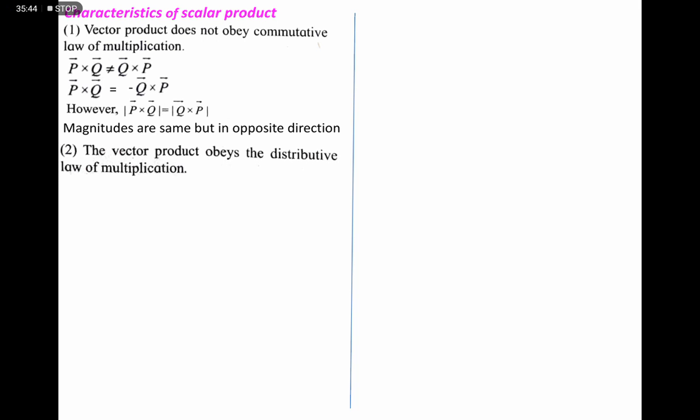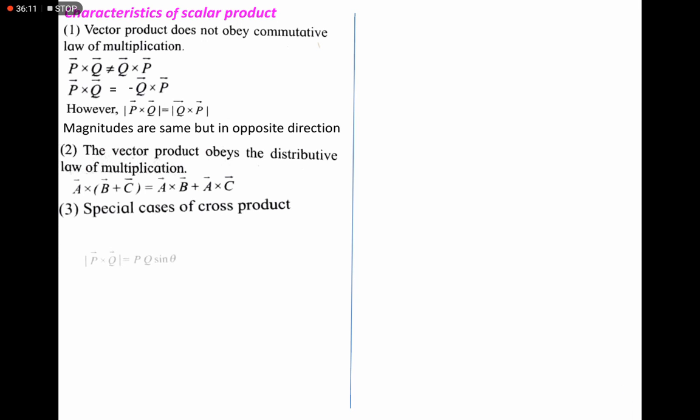Vector product obeys the distributive law of multiplication of vectors. A bar is a vector, and its multiplication with B bar plus C bar, definitely we'll write A bar cross B bar plus A bar cross C bar. This is the distributive property of vector multiplication, and this proves it over here.